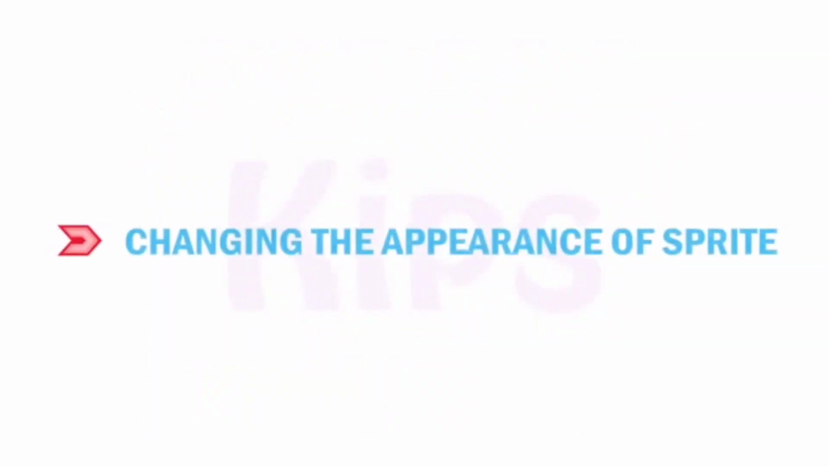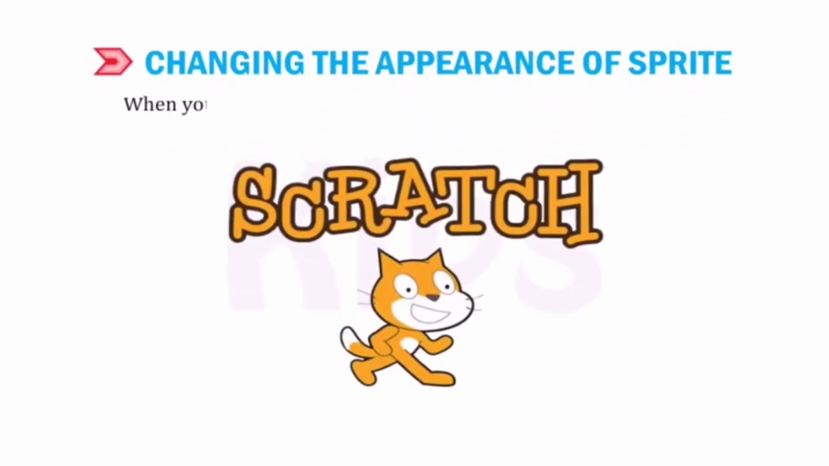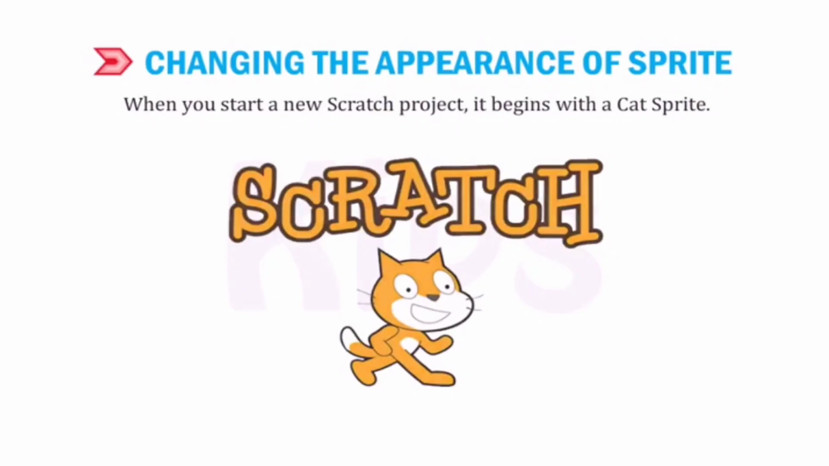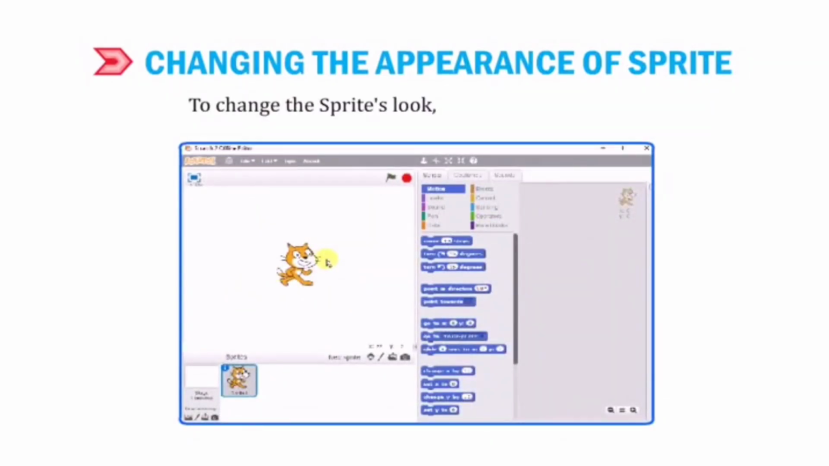Let us quickly learn how to change the appearance of a sprite. When you start a new Scratch project, it begins with a cat sprite. You can edit the looks of a sprite by changing its costumes. The Looks block menu controls the look of a sprite. To change the sprite look, follow the given steps.